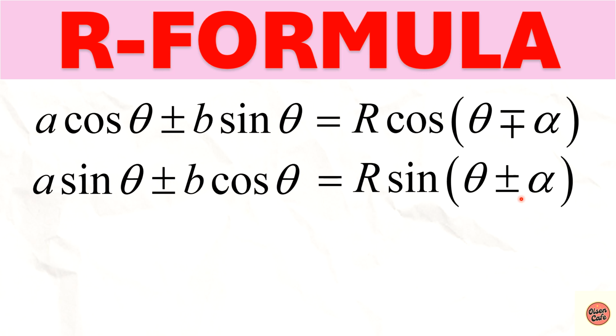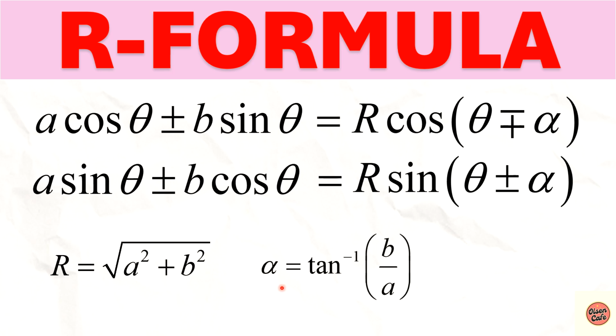With this, we also know how to work out the value of R. Like I mentioned before, R is a positive value. So R is equal to the square root of a squared plus b squared. And for alpha, it is tangent inverse of b over a. Once we are familiar with these two, we are able to express expressions into the R formula form.